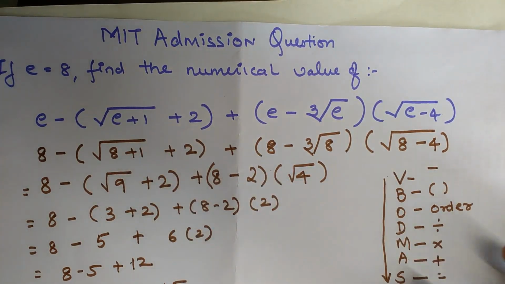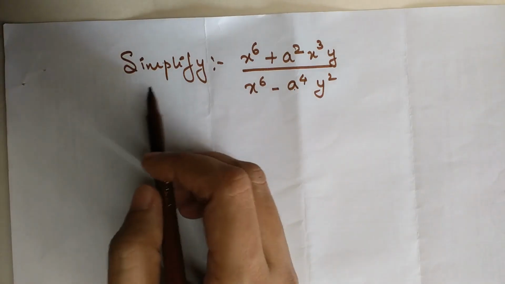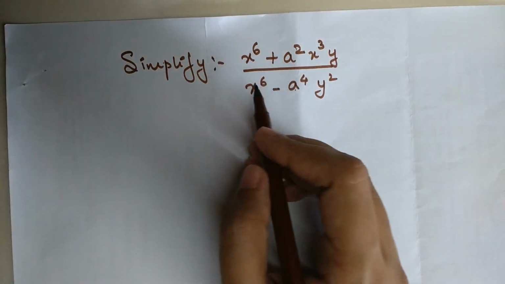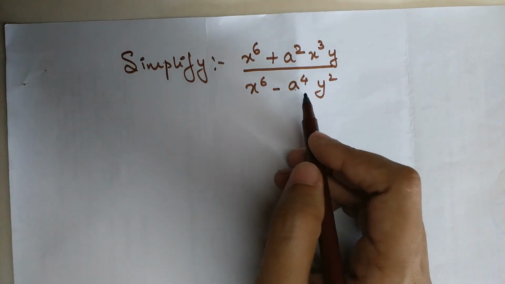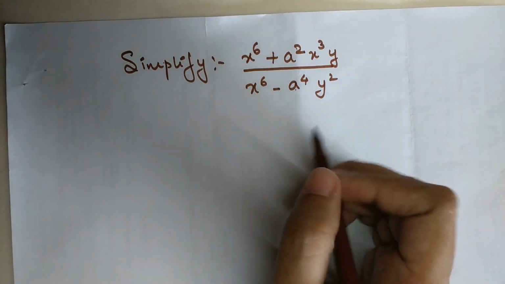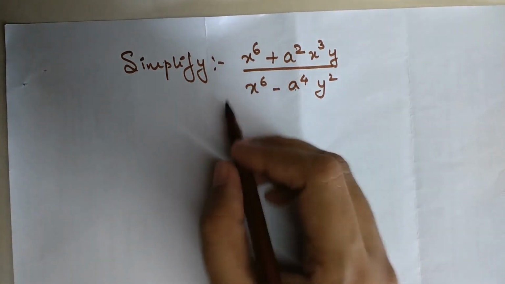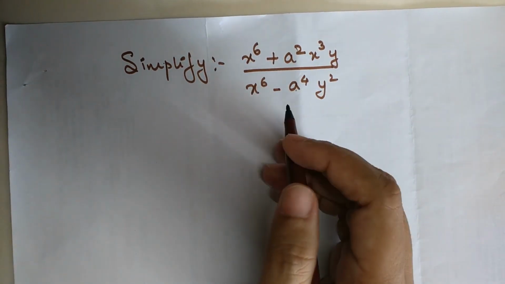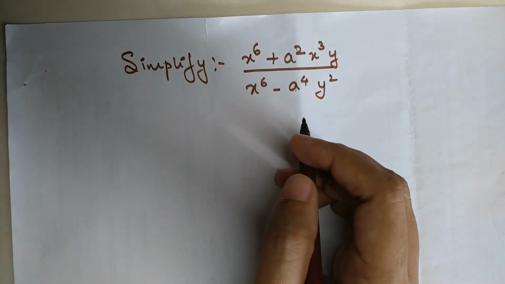Now let me show you another question. The question is, simplify (x^6 + a^2 x^3 y) upon (x^6 - a^4 y^2). Now students, this looks a bit complicated, okay? So let's do the first simplest step which you can think of.